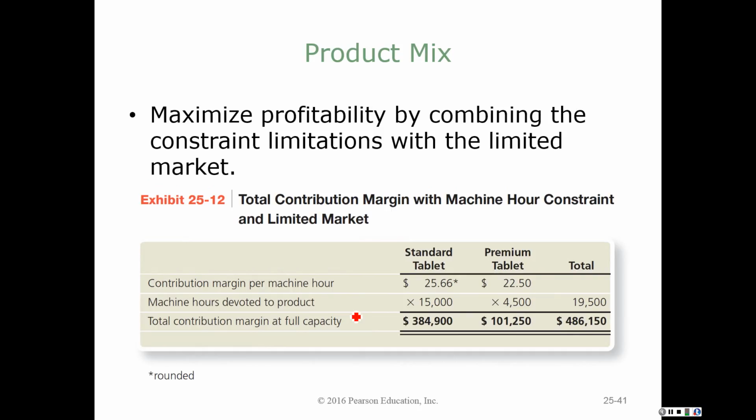So, your book gives you an example here that says, what if instead of manufacturing every standard tablet using all of your 19,500 hours, instead of using all of them to manufacture standard tablets, what if the market could only handle, and let's see what they give you, what if the market could only handle 2,000 standard tablets? Okay, so if that's the case, our contribution margin per machine hour is still the same, but let's say I can only sell 2,000 tablets, not 2,400, but only 2,000.